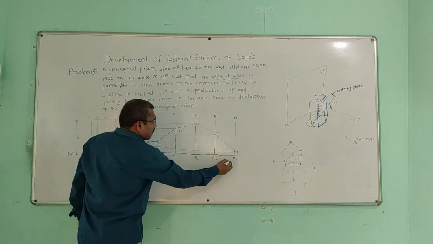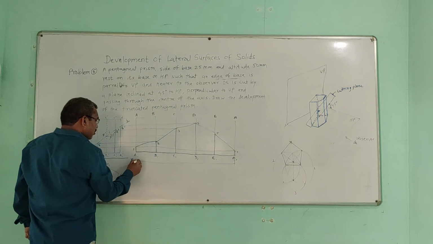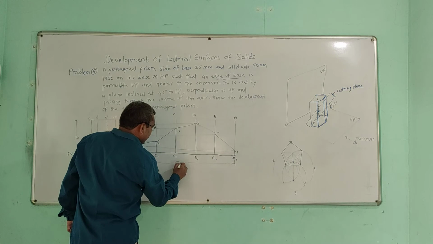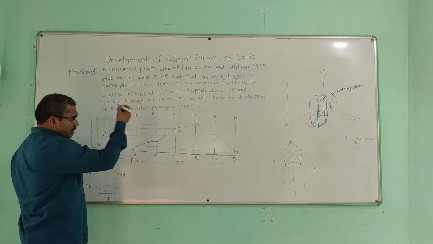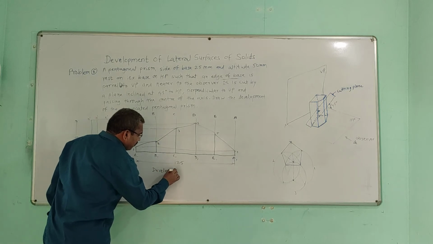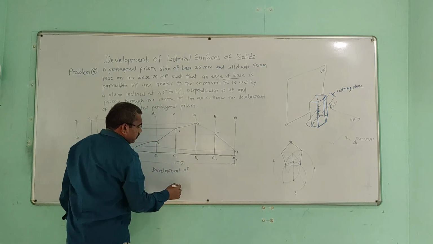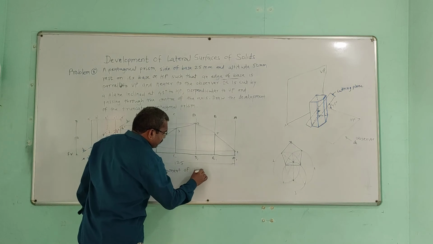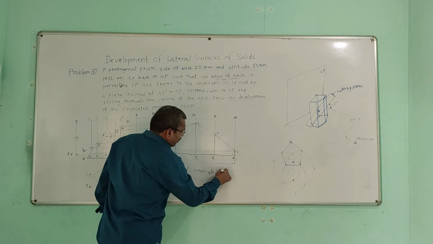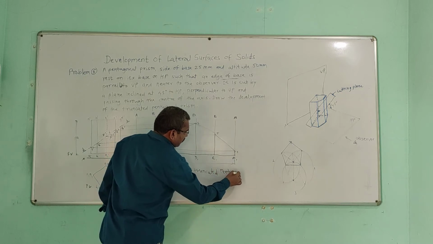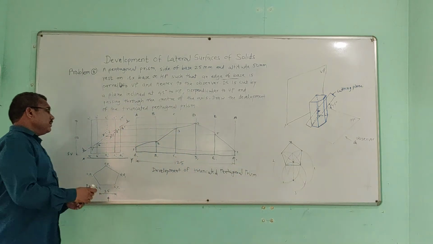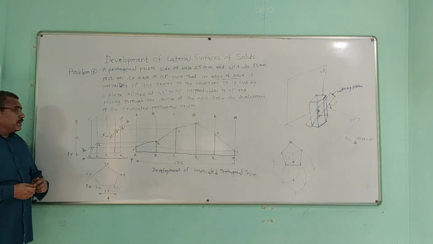And here you mark this dimension. How much is it? 5 into 25, 125. So 125 is the dimension, and name this figure as development of truncated pentagonal prism.